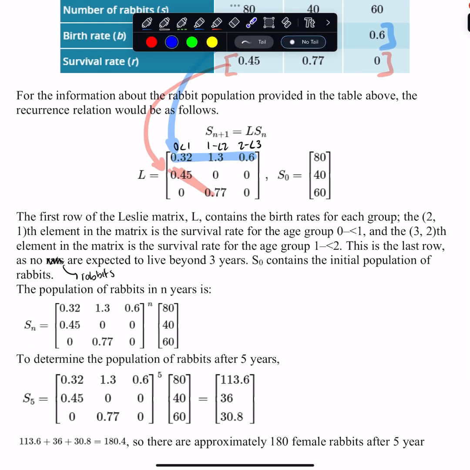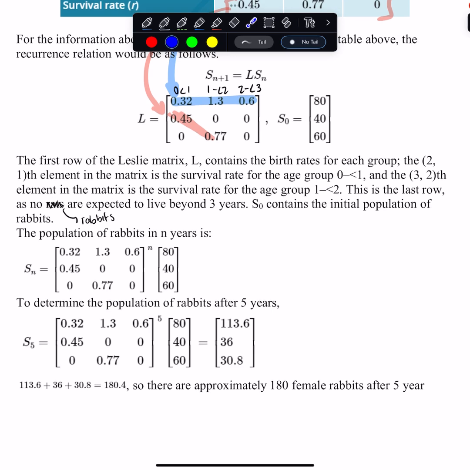Now, the population of rabbits in n years is given by this formula: the transition matrix to the power of n, the number of years, times the initial matrix. If they ask me to find the population of rabbits after 5 years, it's the transition matrix to the power of 5 times the initial matrix, and there you go.